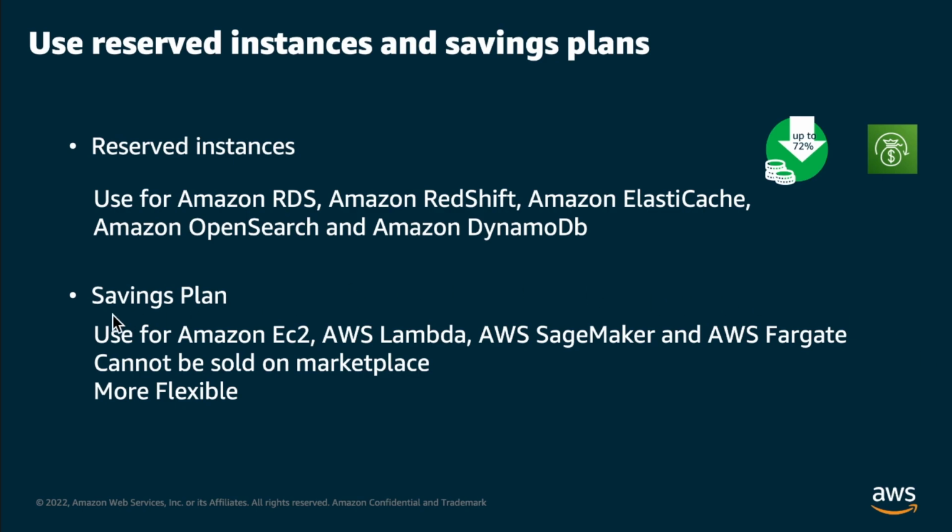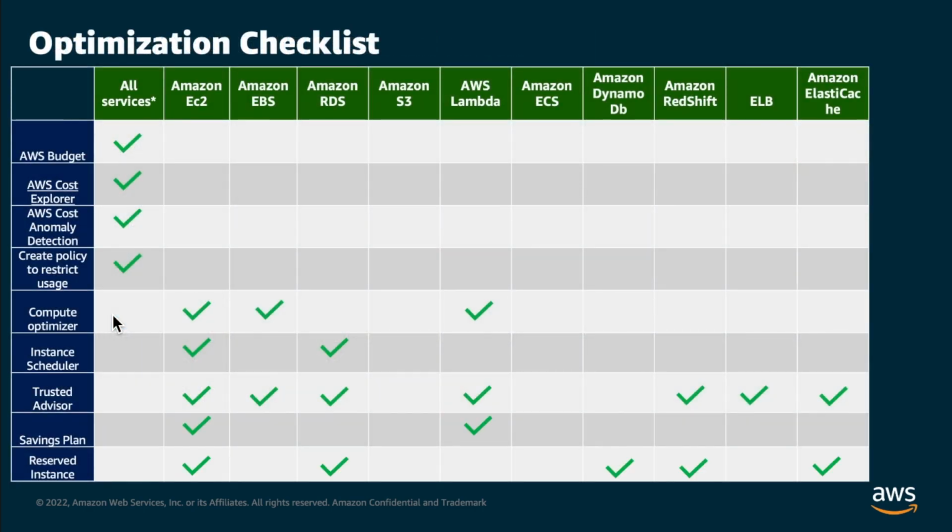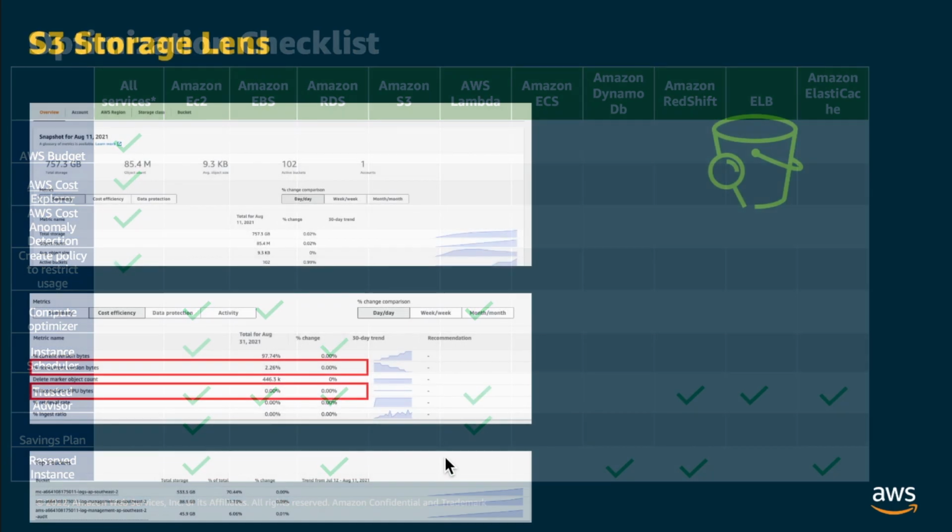For example, for EC2, most of the time you should not be using reserved instances, just using savings plans because it's way more flexible. The only drawback is that you cannot sell it on the marketplace. So we come here and we add savings plans and reserved instances.